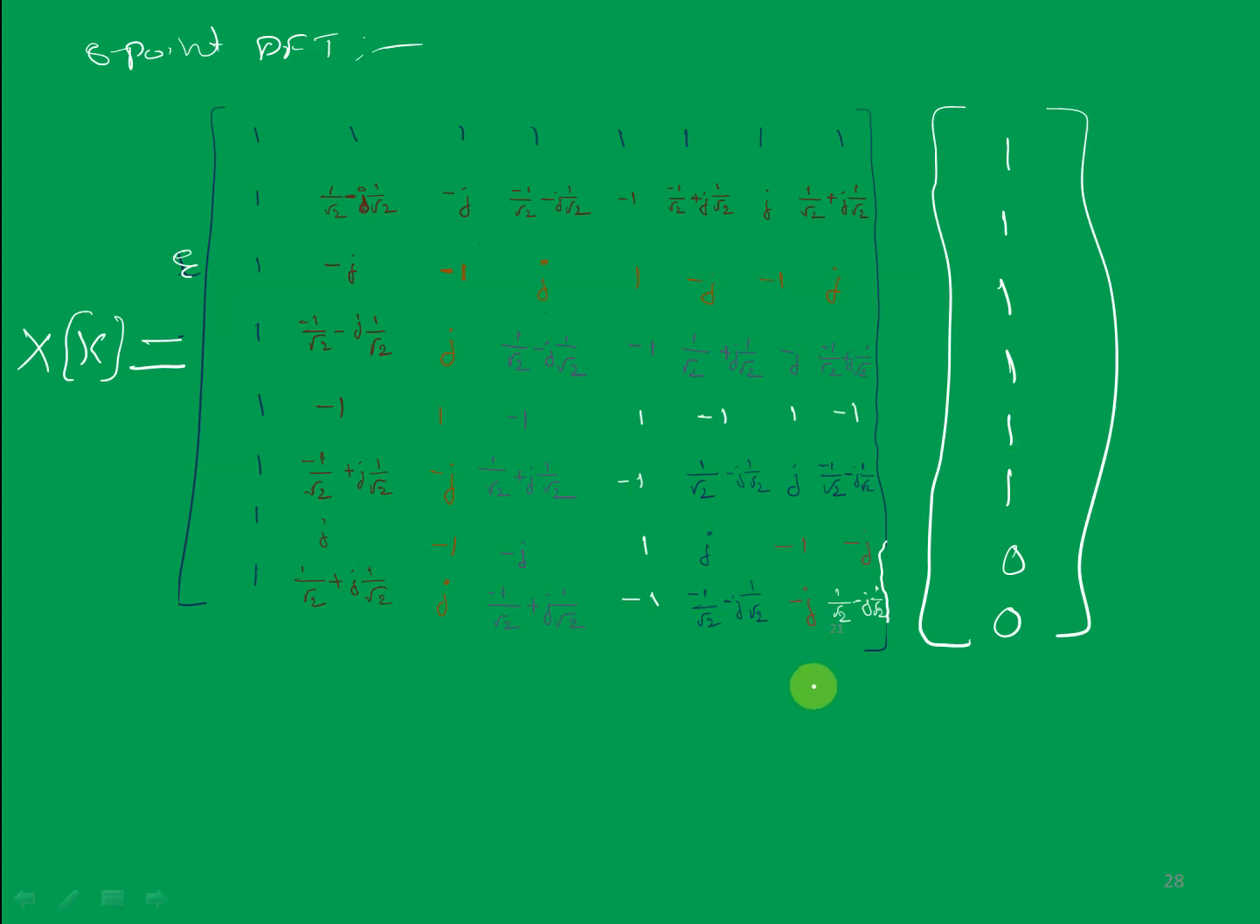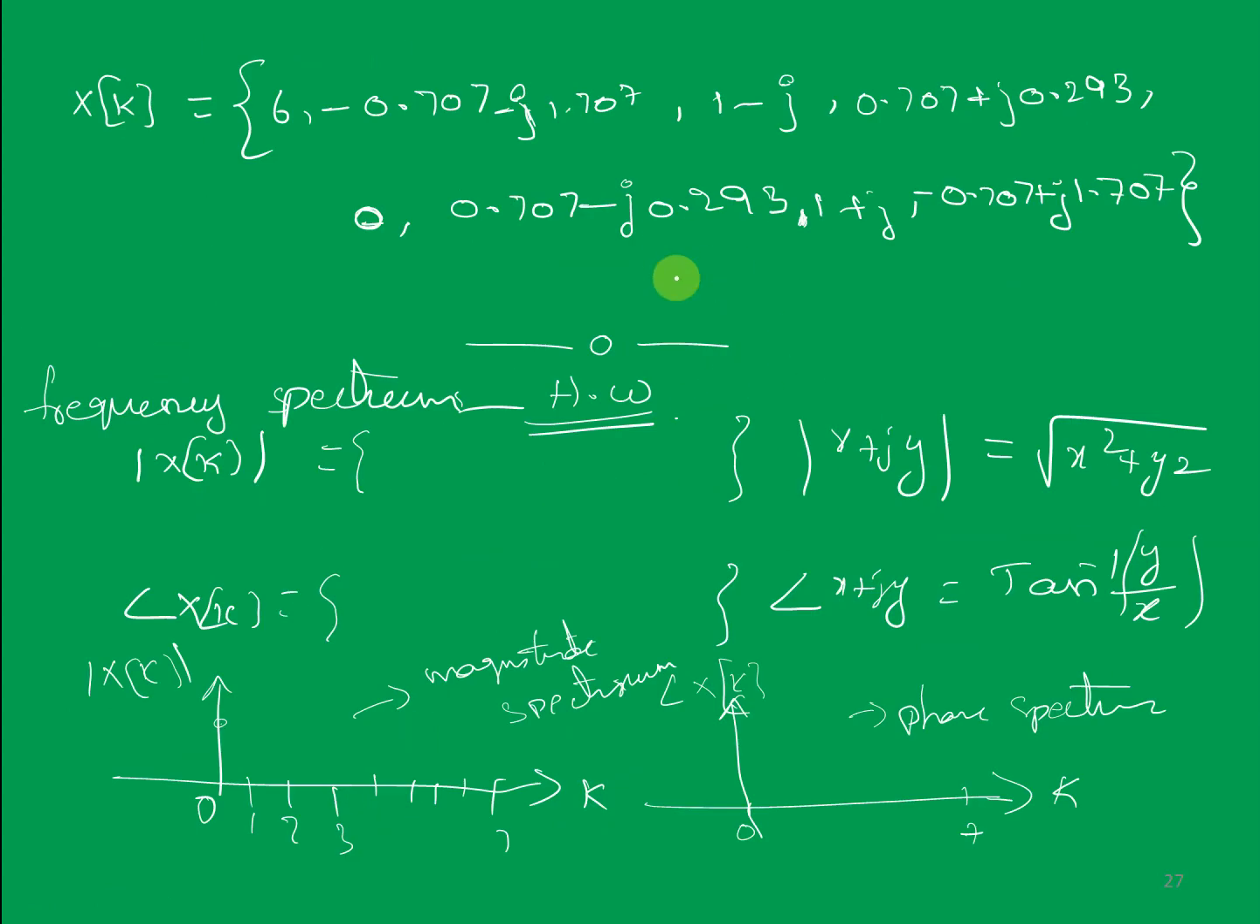Then do the multiplication. This is 8 by 8 and this is 8 by 1. Multiply first row with the column and find the answer, then second row, and so on, and you get 8 values. That is nothing but x of k. Do this one also as homework. Do the multiplication and you can get the same answer. Check it once.